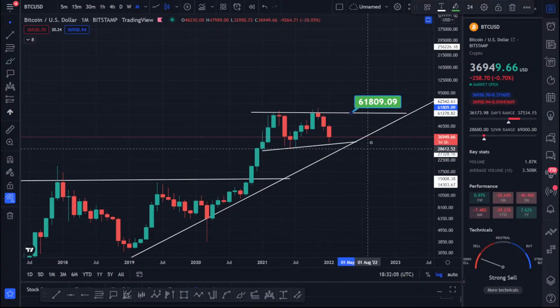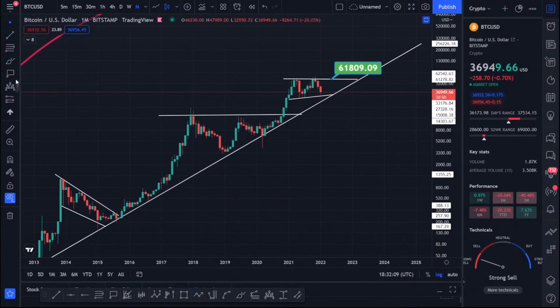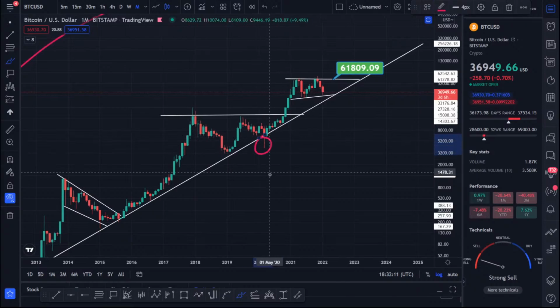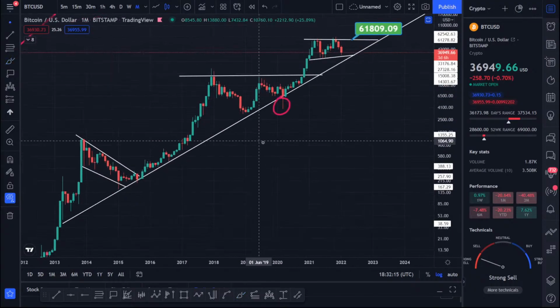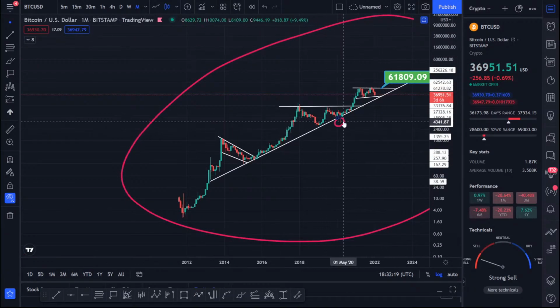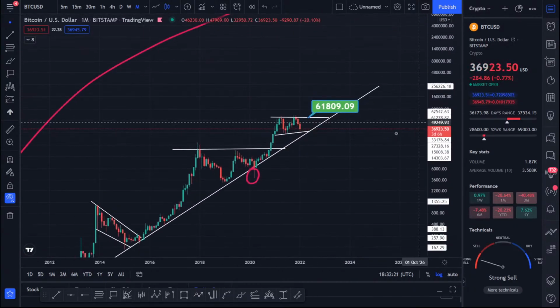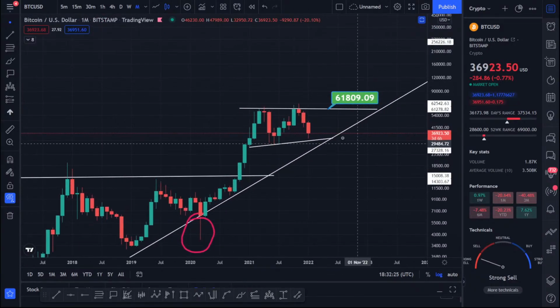If you break this support line, you can have fake outs like you did here, and somewhat over here. No, I think this is the main one. You can have fake outs, but unless it closes, you cannot assume anything. So yeah, this is it for Bitcoin.